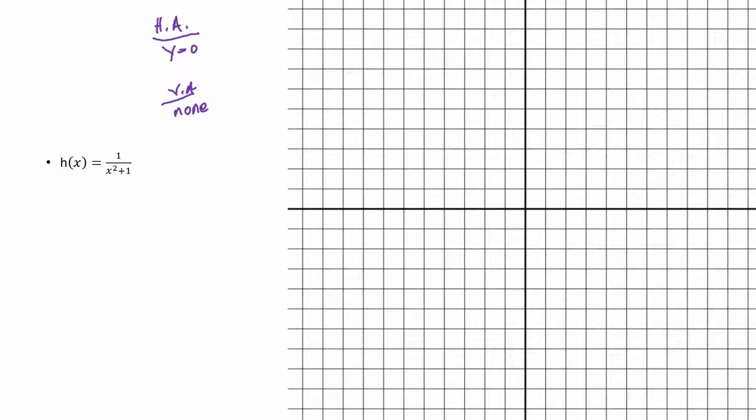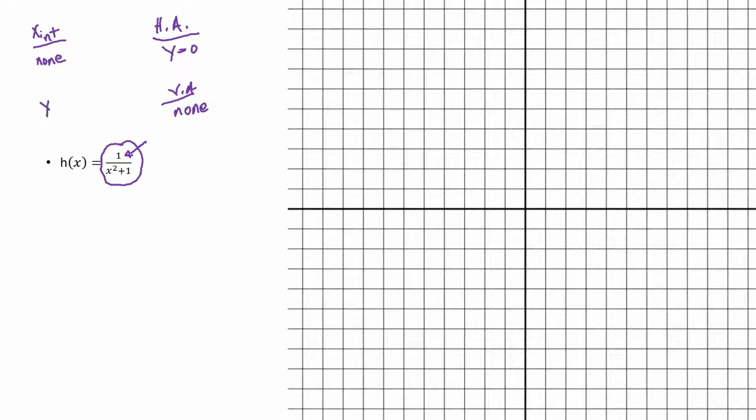What about our x-intercept? Is it possible to make this whole function equal 0? In other words, is it possible to make this numerator equal 0? No. So for our x-intercept, we know that there's none.